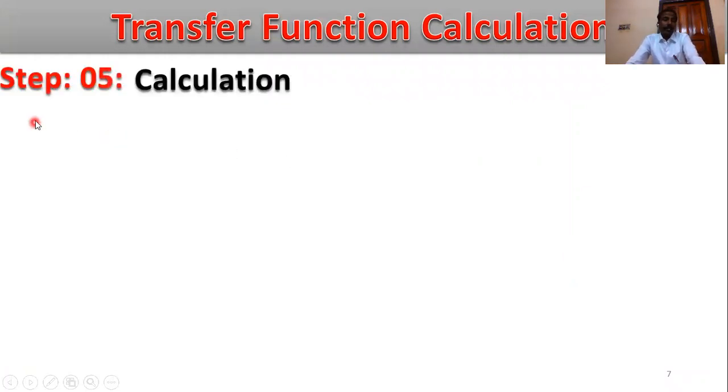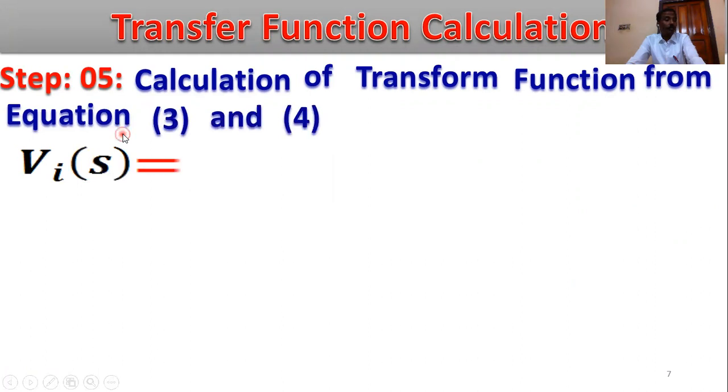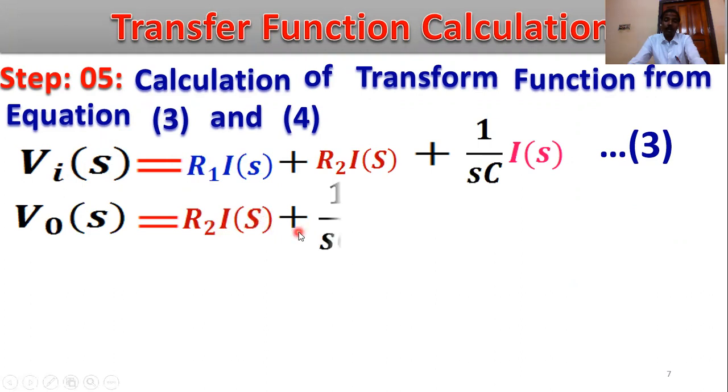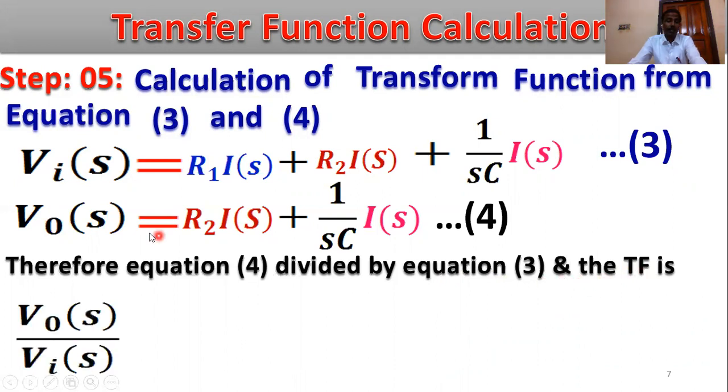Then step number 5, calculation of transfer function from equations 3 and 4. What is equation 3? Vi(s) equals R1 I(s) plus R2 I(s) plus 1 by sC into I(s). V0(s), the output voltage, equals R2 into I(s) plus 1 by sC into I(s). Then equation 4 divided by equation 3 gives the transfer function.